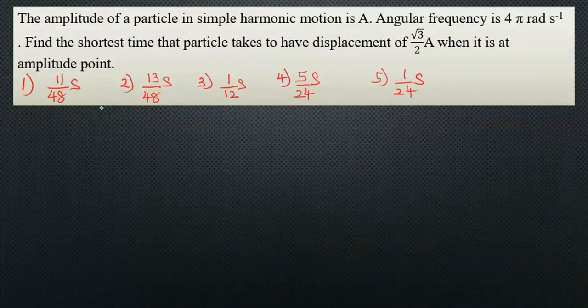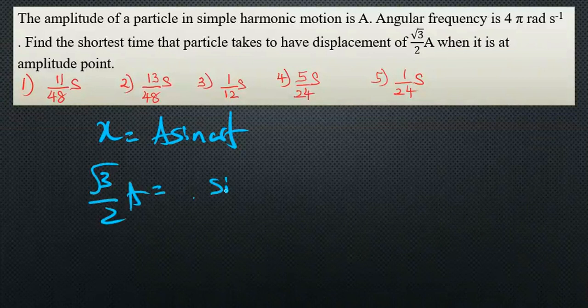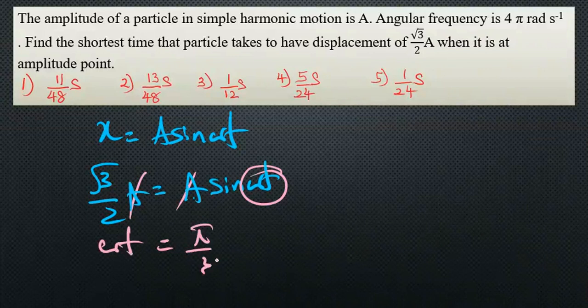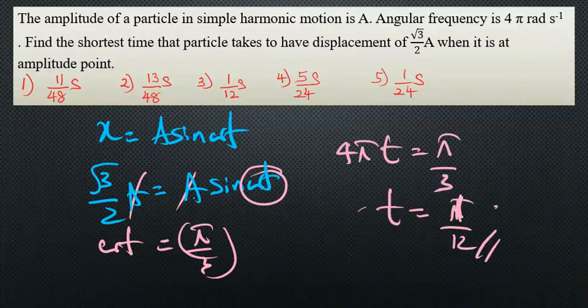Let's apply x equals A sin ωt. Here x equals √3/2 A, so √3/2 A equals A sin ωt. Now you can see this capital A cancels off. So sin ωt is √3/2. Now we know sin 60° is √3/2, so ωt has to be 60°. Let's write it in radians: that means it's π/3. ω we know is 4π, so 4π times t equals π/3. So we get t equals π/12, that is 1/12 seconds.